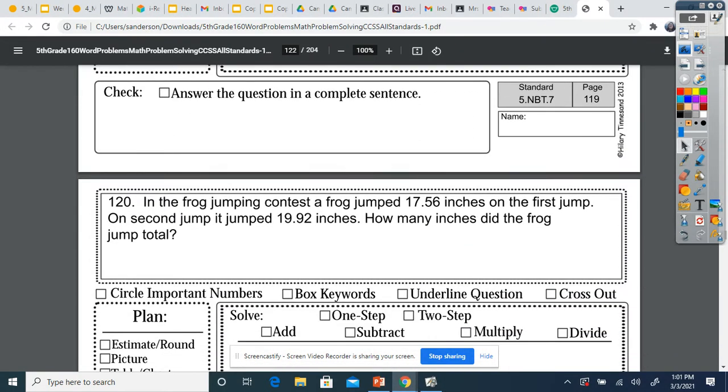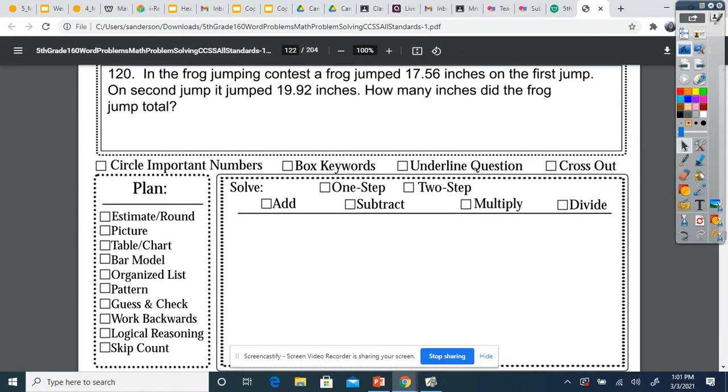Next problem. In the frog jumping contest, a frog jumped 17.56 inches on the first jump. On the second jump, it jumped 19.92 inches. How many inches did the frog jump total? So we're trying to find out, first he jumped this high, and then he jumped this high. So how many did he jump in all, or total, or all combined? So that means we're going to add when we have that total amount.